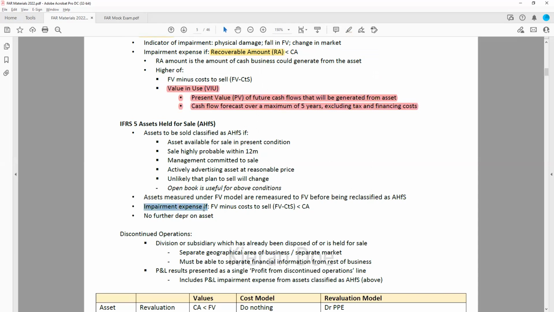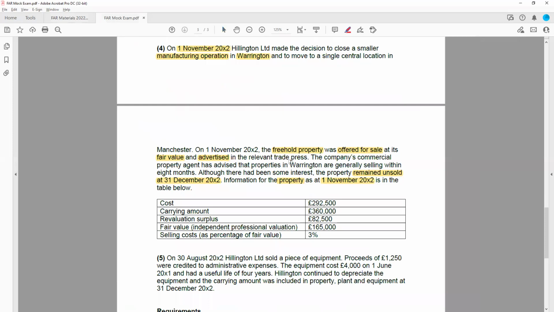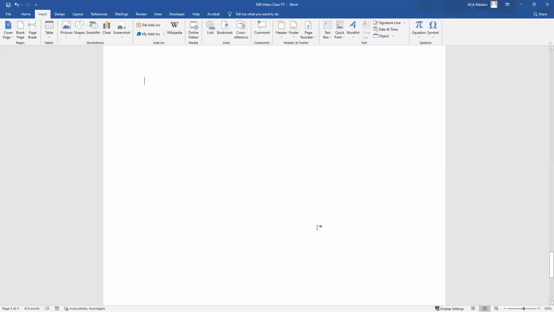And of course, there'll be an impairment expense if its fair value is less than its carrying amount. And then the asset is no longer depreciated. So again, it's one of those where you might be thinking, oh, it's fair value model clearly, because they've been uplifting it to fair value under the revaluation model. So therefore we're going to have to remeasure it to fair value. And how do I do this? What impact would any impairment have on the revaluation surplus, et cetera. But again, just start with the basics first of all.